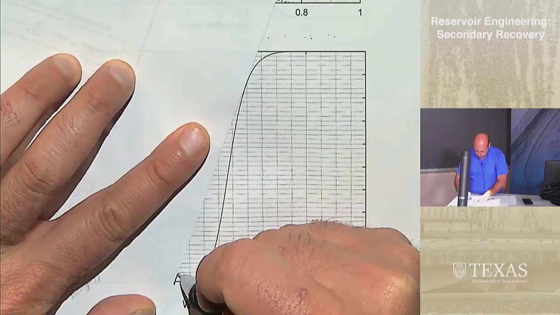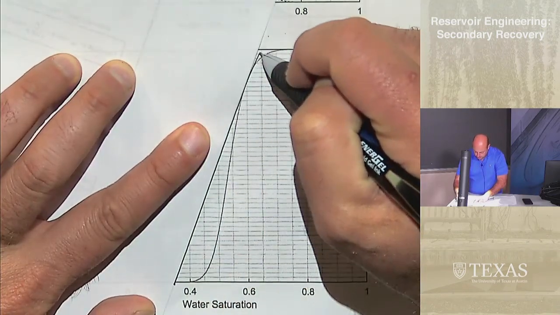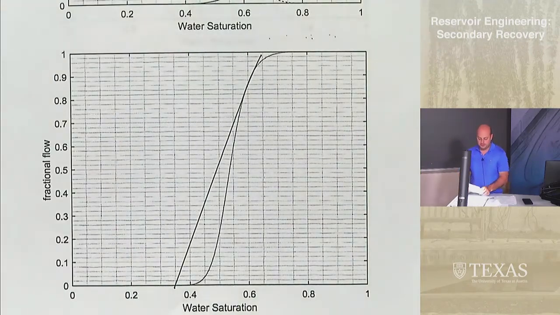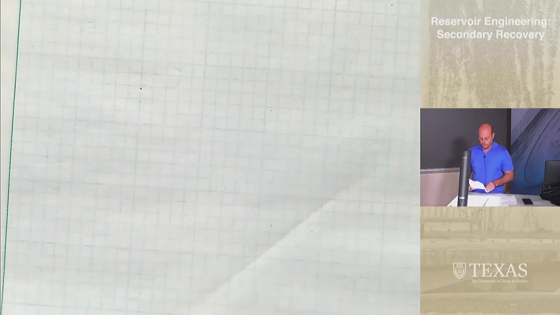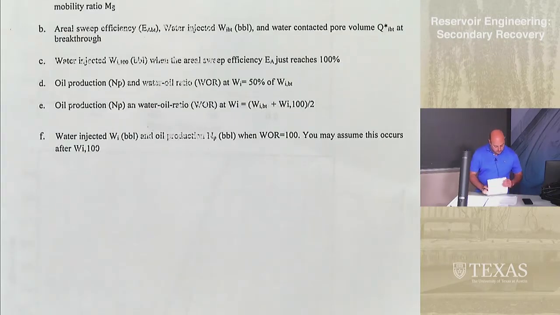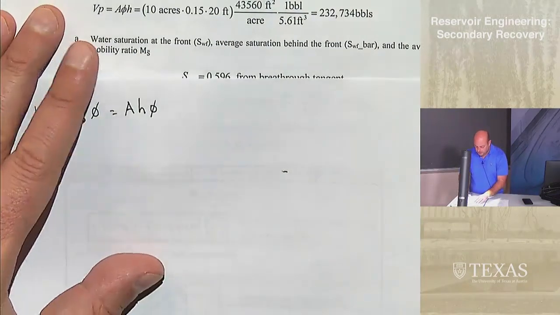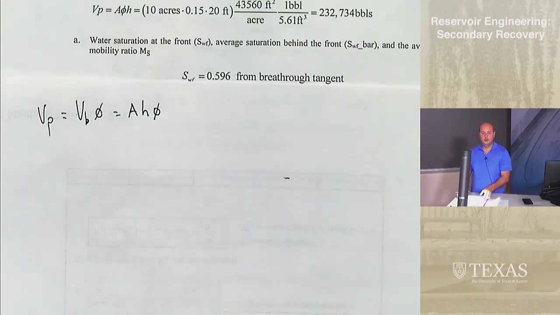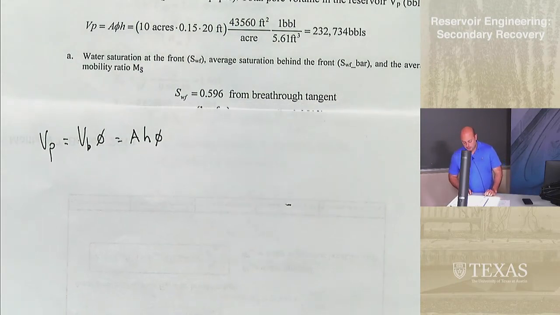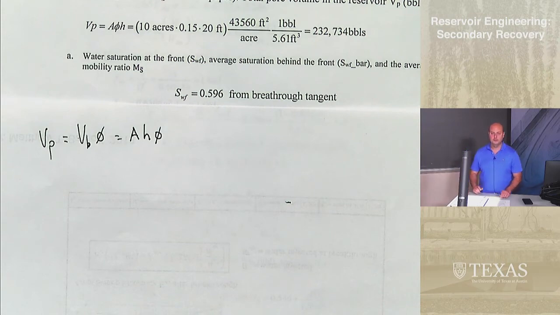So you go over to your fractional flow, you draw your tangent line, it intersects right at about 0.6, and that would be SWF. Almost identical to what you had done in previous homeworks and example problems. So that's how we get SWF. And I used a computer to calculate it, and I got 0.596, so my number of 0.6 was more than close enough. Maybe you got 0.58 or 0.62, and that'd be okay.